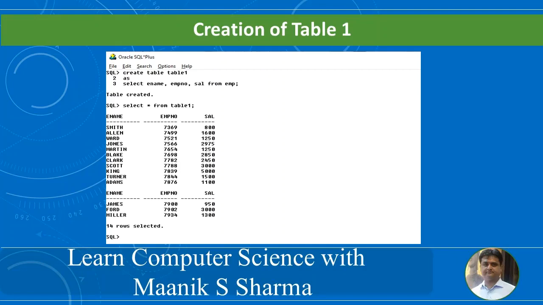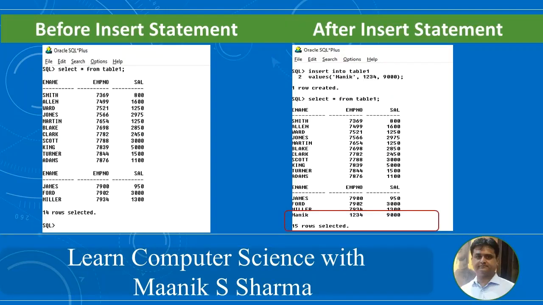Now if we want to insert a row in this table, that is table 1, then we need to write the statement like insert into table 1, values, bracket start, 'Maanik', comma 1234, comma 9000, bracket close, semicolon. Here Maanik, 1234 and 9000 are three different values that need to be separated with comma. The statement needs to be terminated with semicolon.